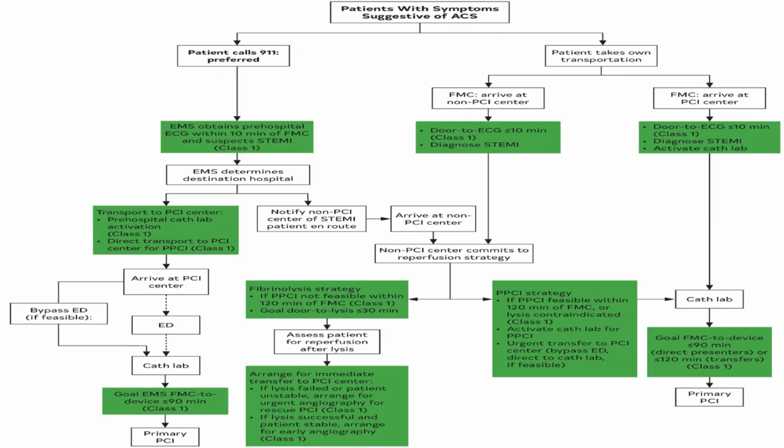Then if you go for fibrinolysis therapy, that is if primary PCI is not feasible within 120 minutes, goal door to lysis time is less than or equal to 30 minutes, you assess patient for reperfusion after lysis. Arrange for immediate transfer to PCI center if lysis failed or patient unstable. Arrange for urgent angiography for rescue PCI. If lysis is successful and patient is stable, arrange for early angiography.